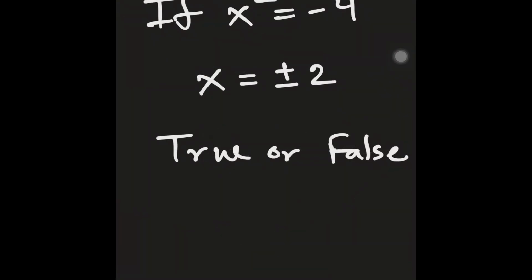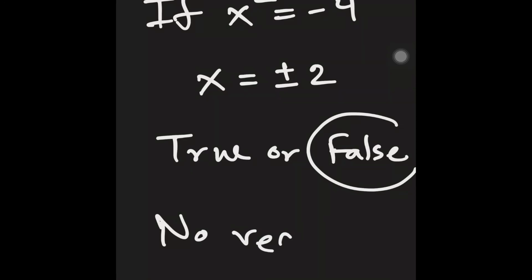x squared equals negative 4, x is equal to plus or minus 2. True or false? I'll give you 10 seconds. Think about it. So the answer is false, because you cannot take the square root of a negative number. So no real solution.